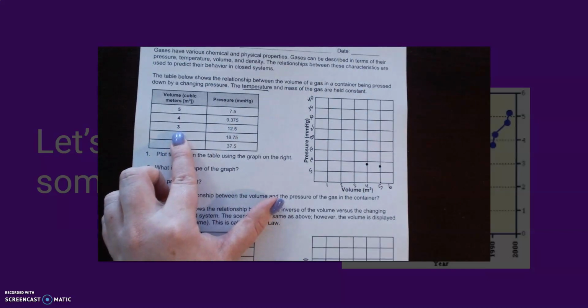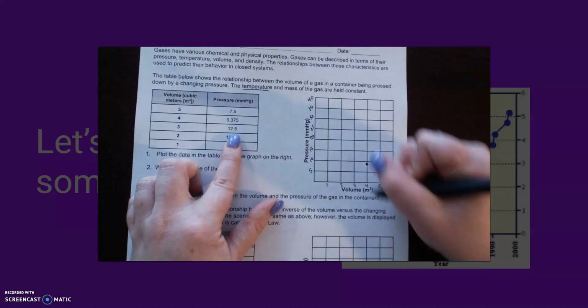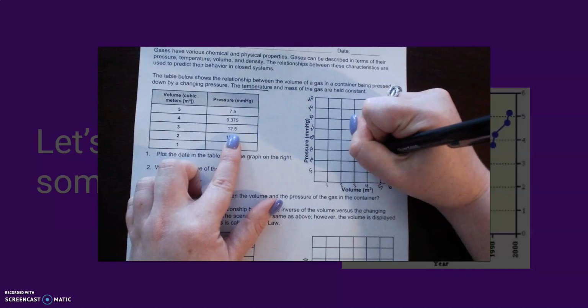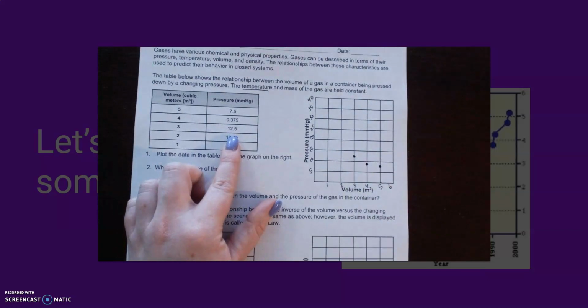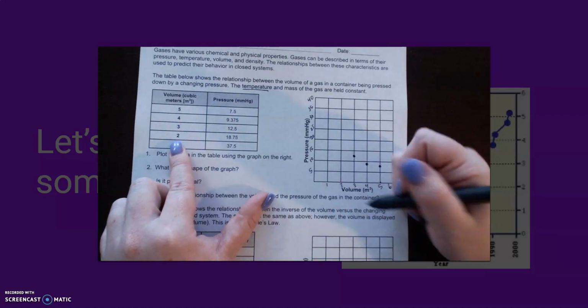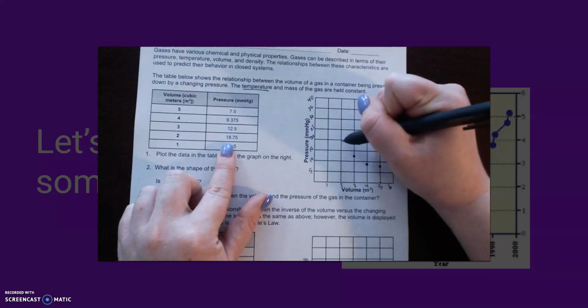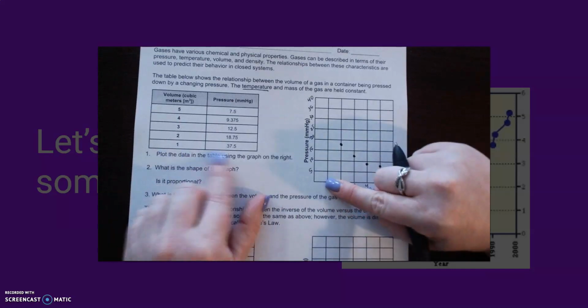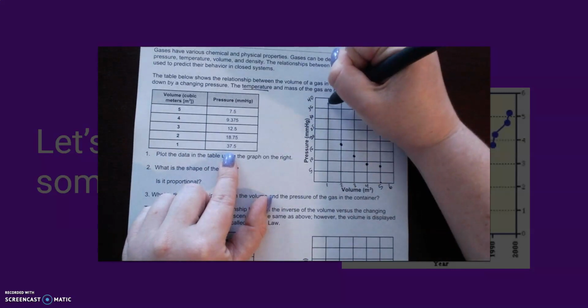Number 3 cubic meters. I'm going to be on 12, so I need to jump over to 3. I'm going to go up to 12.5. 2 cubic meters. I'm going to go up to 18.75. And number 1 cubic meter, I'm going to go all the way up to 37.5.